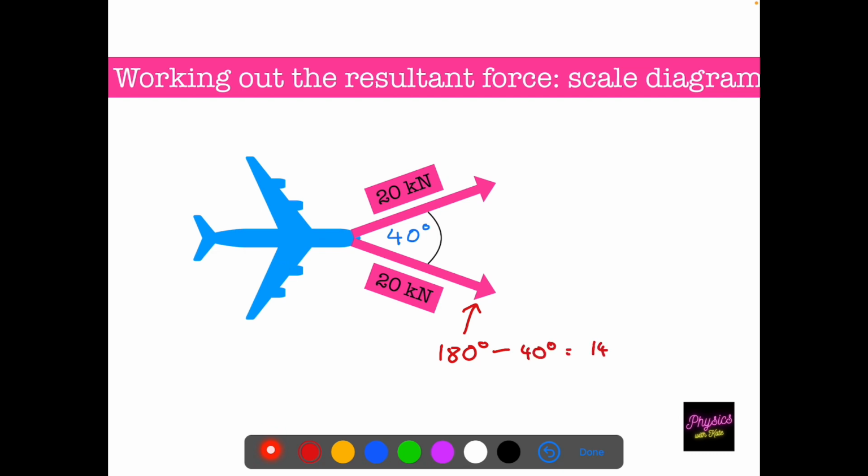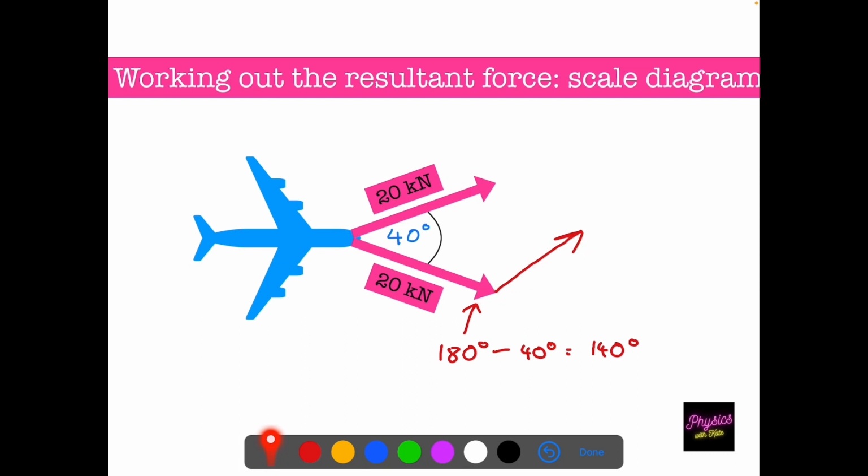So the angle there is going to be 140 degrees. So measure that with a protractor. And then what we're going to need to do is draw the new force, and it has to be exactly the same length as the other side of the parallelogram. So this force here is the side of the parallelogram that this side has to be the same length as.